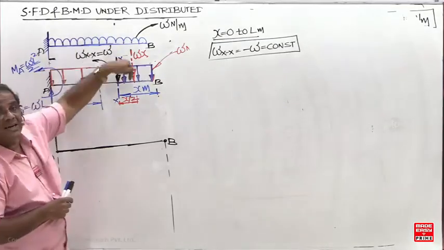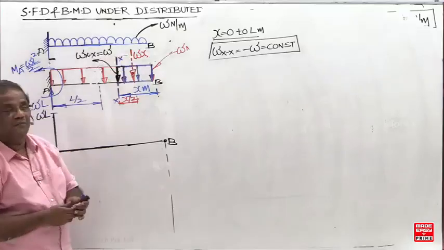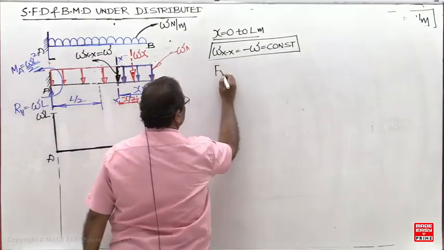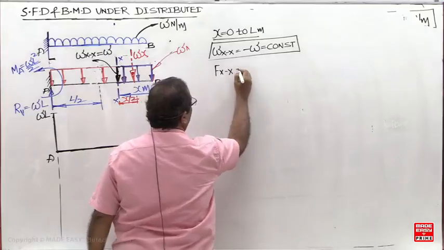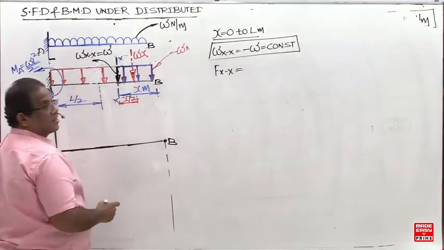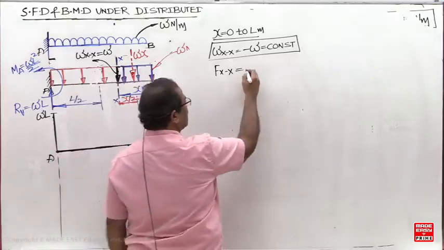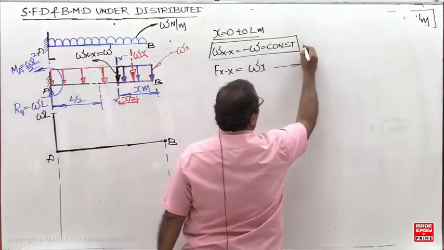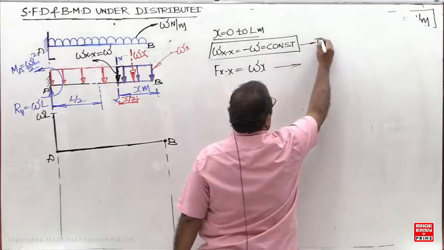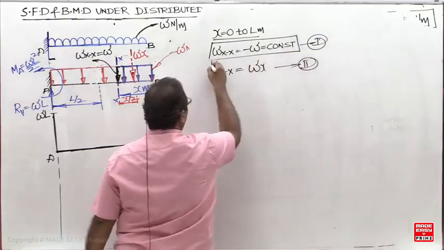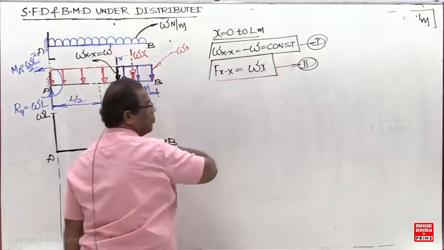Now on the right hand side, downward, is it positive or negative for the shear force? Shear force at any cross section equals the algebraic sum of the constant point loads either on the right side or left side. I am taking the right side. So on the right side, downward is positive. Positive.